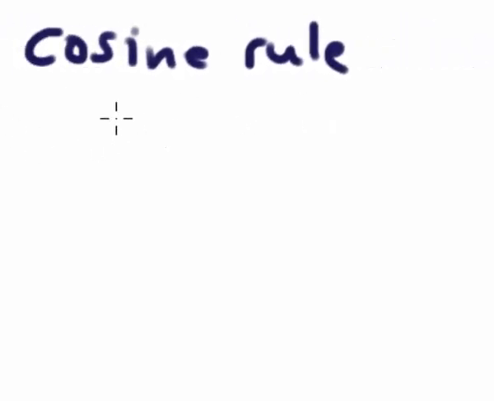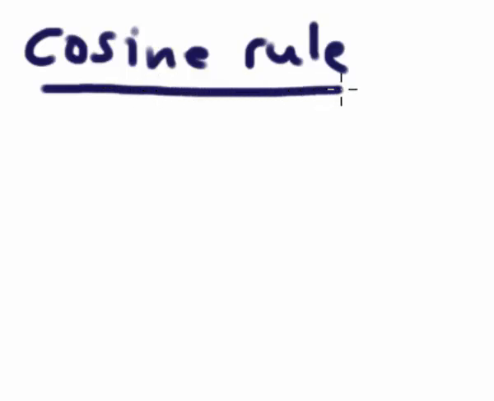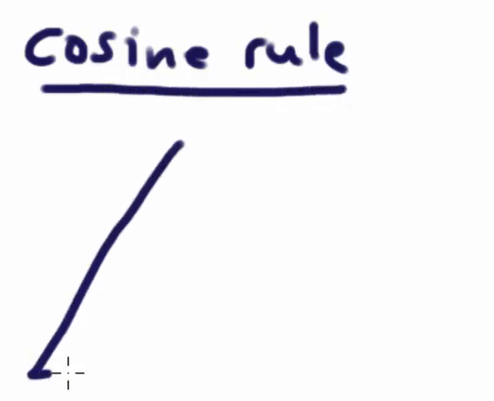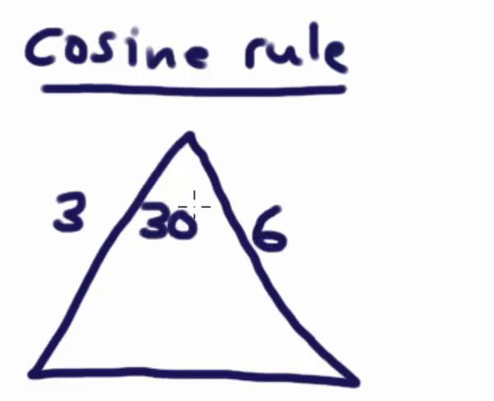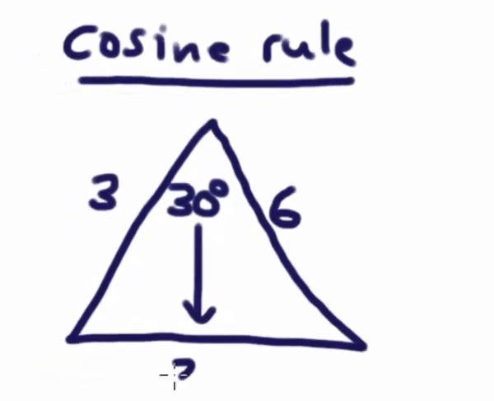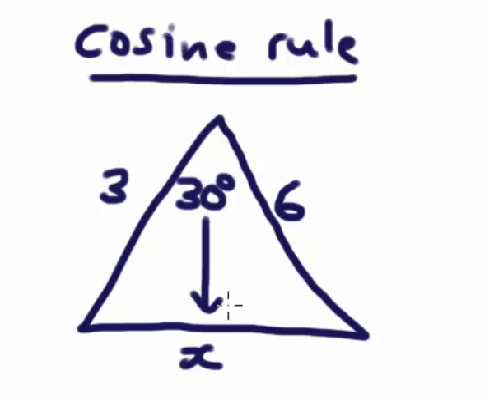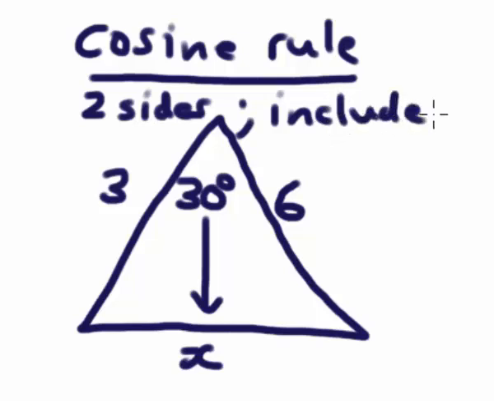Now, the cosine rule is used when you've got a triangle. Now watch this. You've got a triangle and you're given two sides. Okay, let's have a look here. You're given two sides, but your angle is included between the two sides, and you want to find the length of the opposite side, opposite the included angle. Now, the way the cos rule works is when you're given two sides and the included angle, you can use the cos rule to find the length of x there.